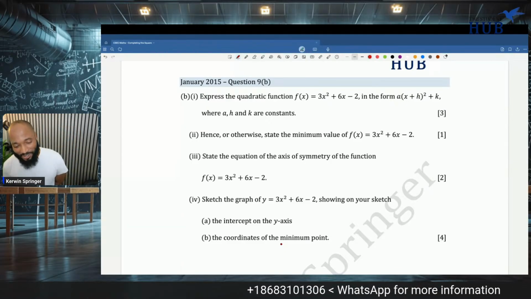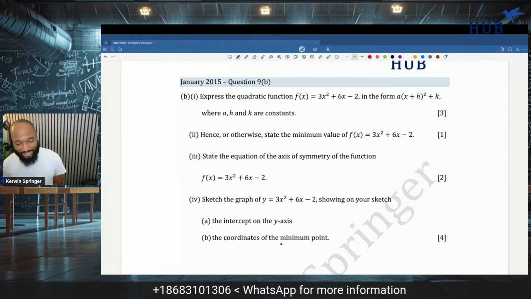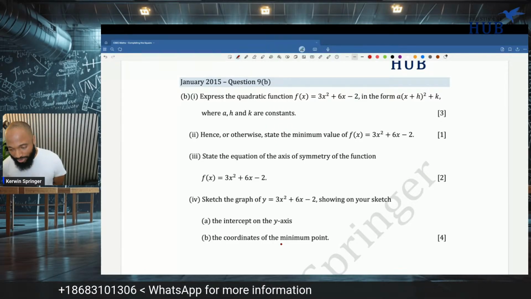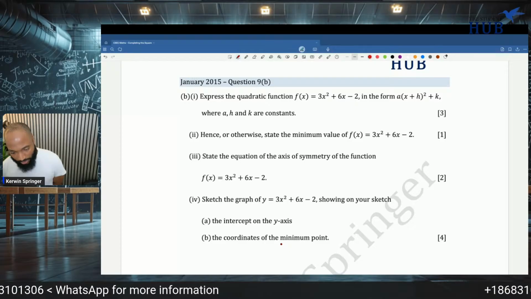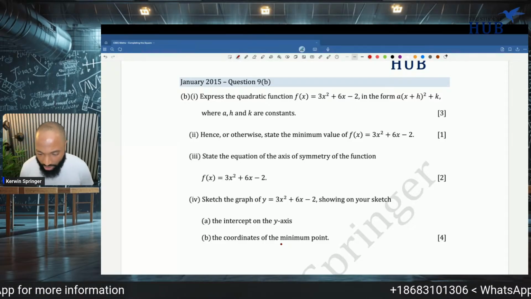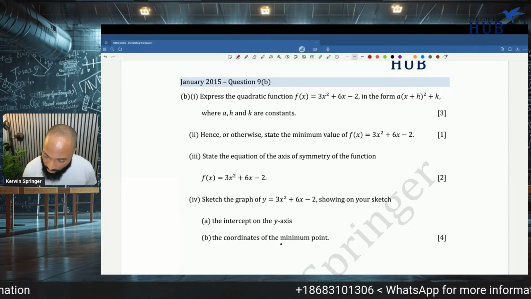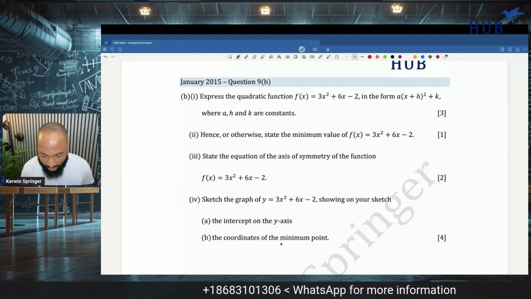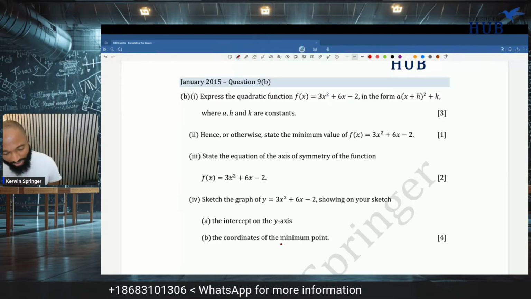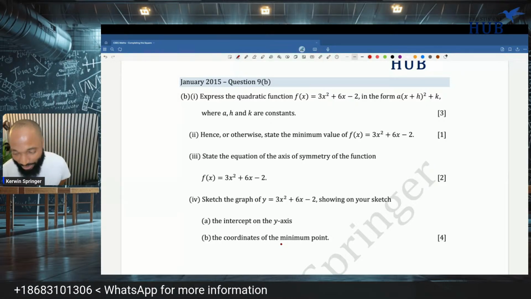Yeah. So express the quadratic function in the form a(x + h)² + k, where a, h, and k are constants. And so otherwise, another one. You want it to begin to get repetitive for you.